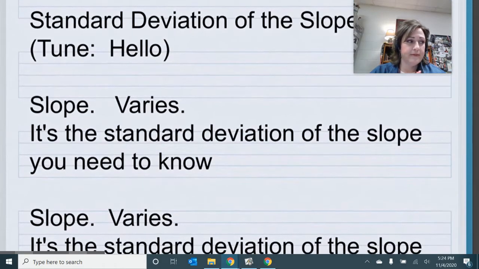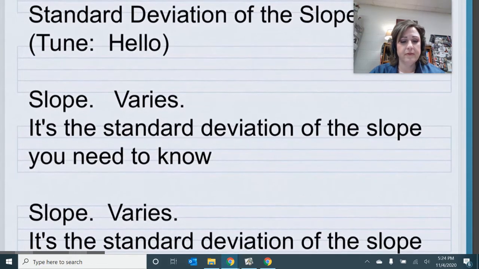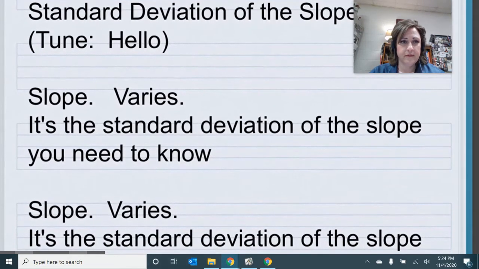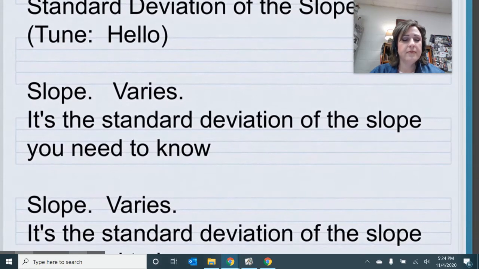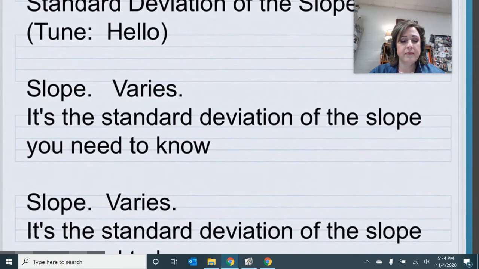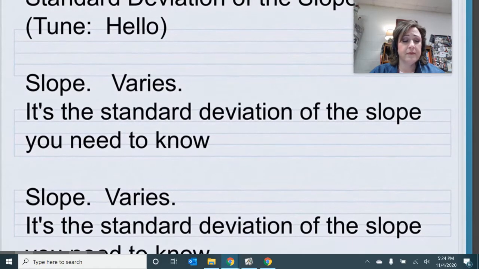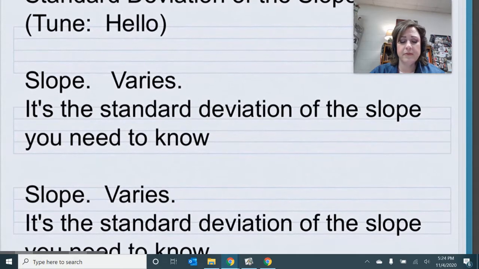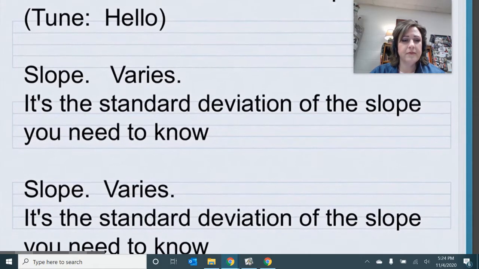Slope varies. It's the standard deviation of the slope you need to know.